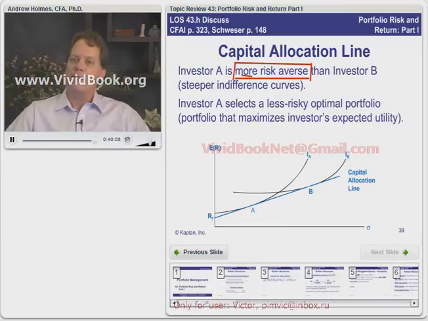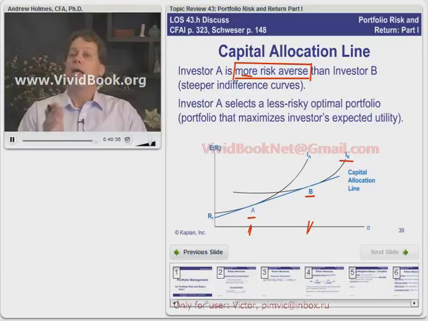He has a steeper slope to his indifference curve, which says for this investor to take more risk requires a lot of return. Investor B is also risk averse, but has higher risk tolerance. So to get him to move from portfolio A to portfolio B, the required increase in return per unit of risk is lower because of the slope of his indifference curve. And of course we studied those back in economics.